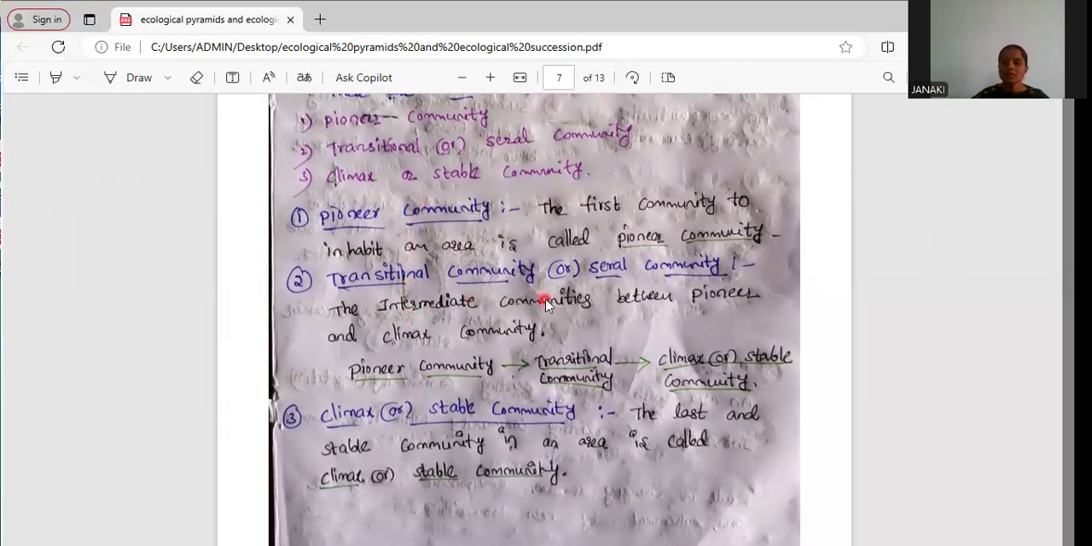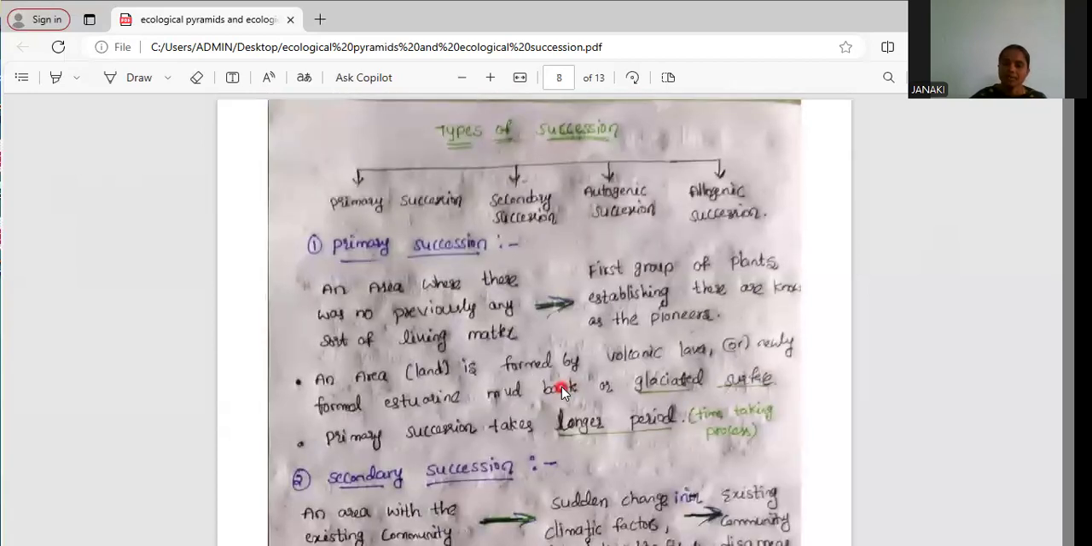Pioneer community: the first community to inhabit an area is called the pioneer community, in an area where nothing has started. Only the first start is in the pioneer community. Next one, transitional community, the intermediate community between pioneer and climax community. First the pioneer community comes, next the transitional community, next comes the climax and stable community. Stable community is nothing but the last stage.